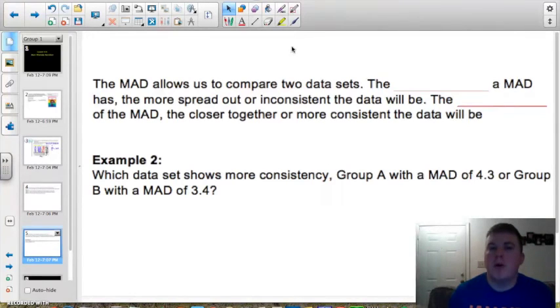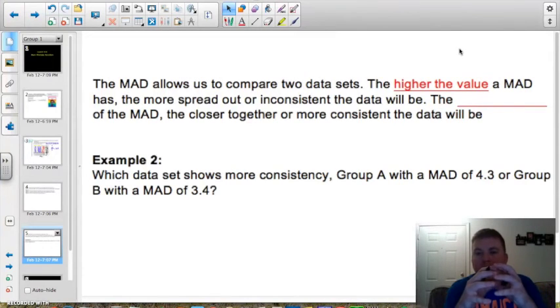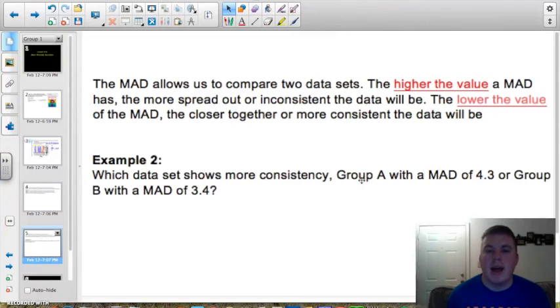So, talking a little more about what the MAD actually means, it allows us to compare two data sets. The higher the value of the MAD is, the more spread out or inconsistent the data will be. Instead of being a close together data set, it's going to be spread further apart. But if we have a lower value of the MAD, that data is going to be closer together and more consistent, because each piece of data is going to be less far away from the mean than with a higher MAD.